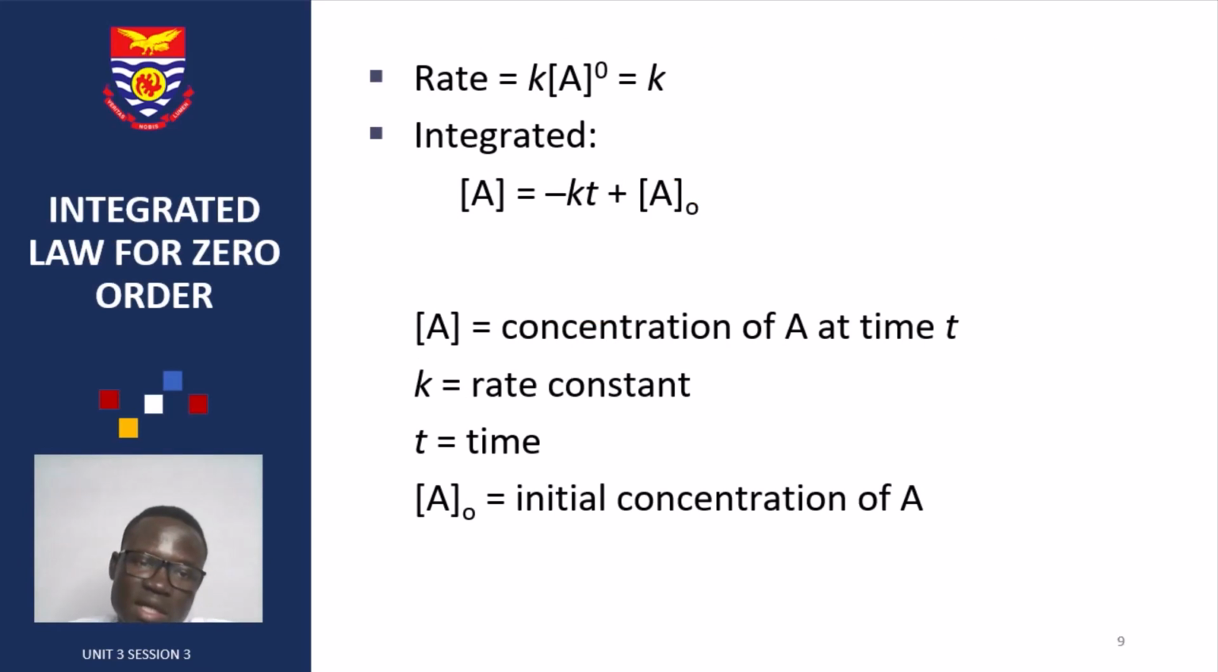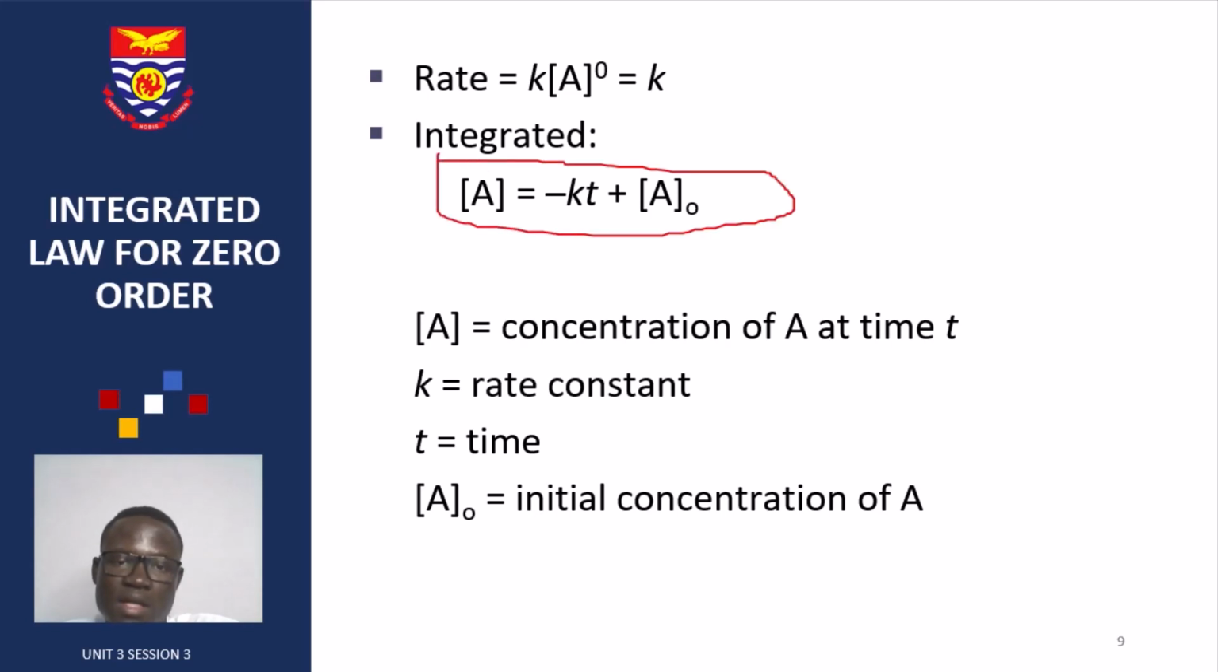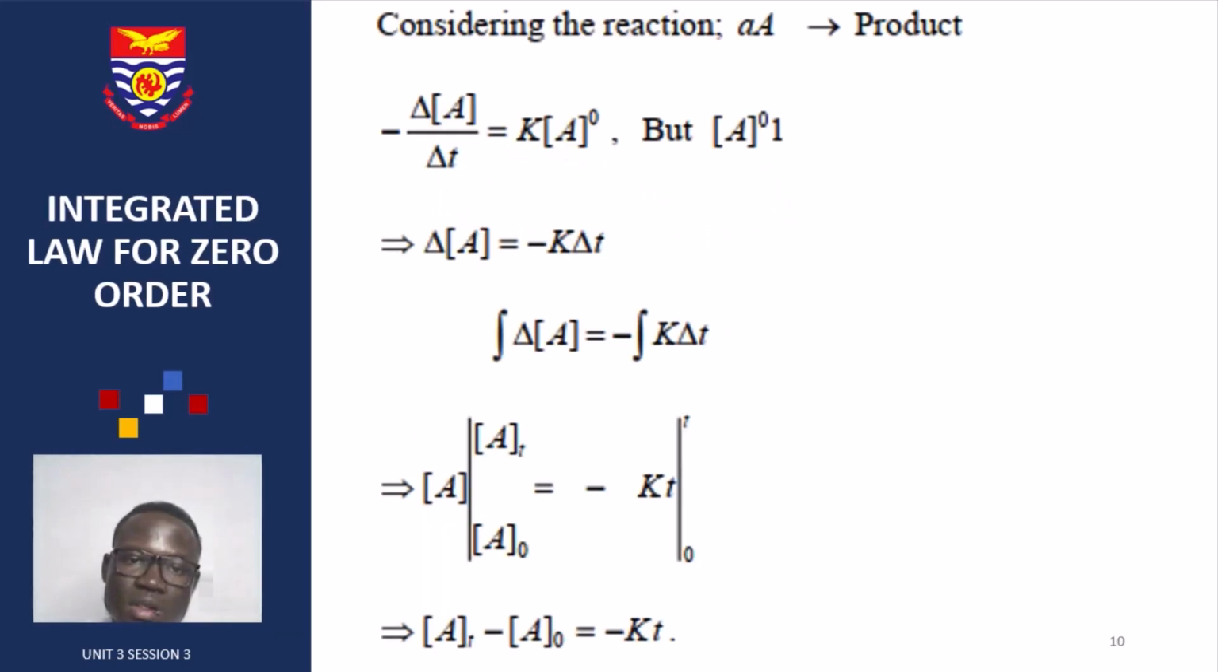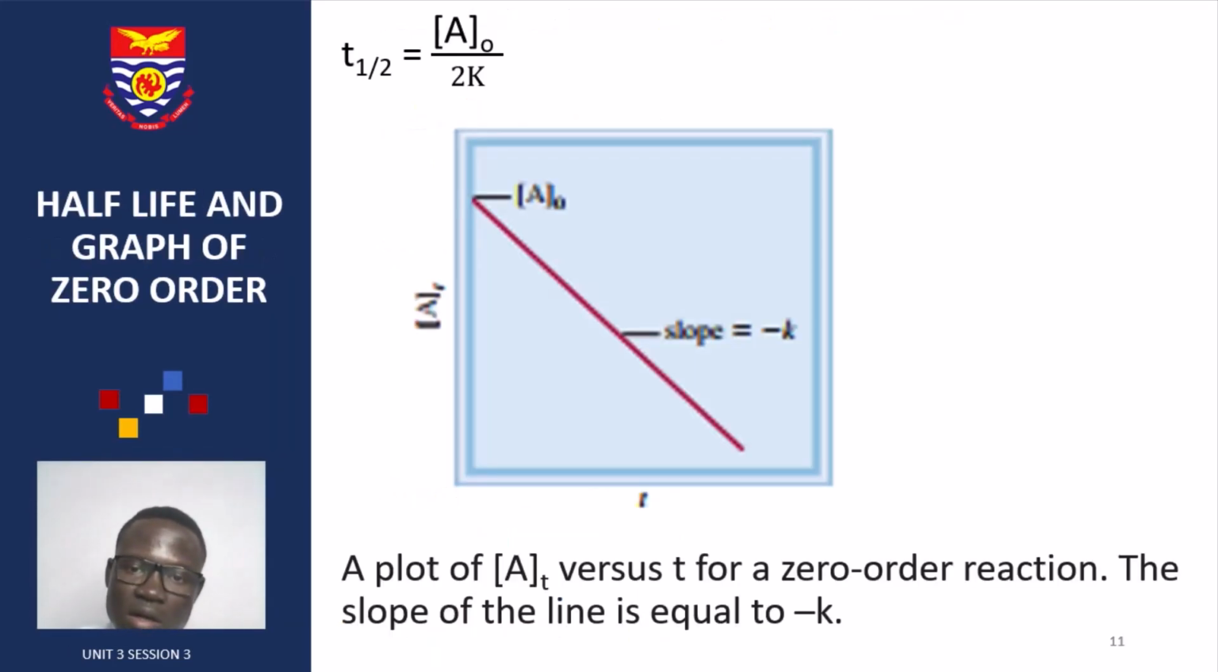Now, let's look at the integrated law for zero order. Basically, the integrated law for zero order is the concentration of A at any time t is equal to negative kt plus the initial concentration. When you find the integrated rate law, you should arrive at what we demonstrated earlier. And the half-life of the zero order reaction is represented as the initial concentration of A divided by 2 times the rate constant.